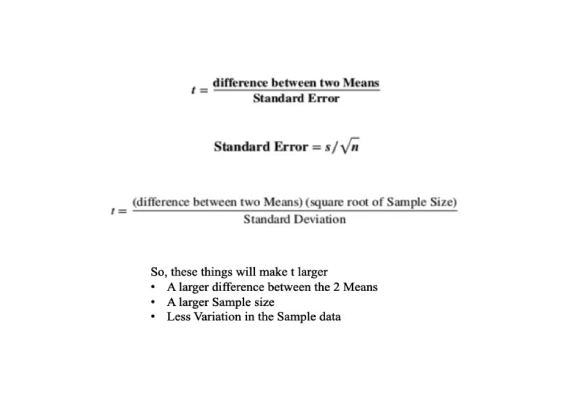And if t is large enough, that is, if t is greater than or equal to t critical, then we conclude that there is a statistically significant difference. That is, we reject the null hypothesis.